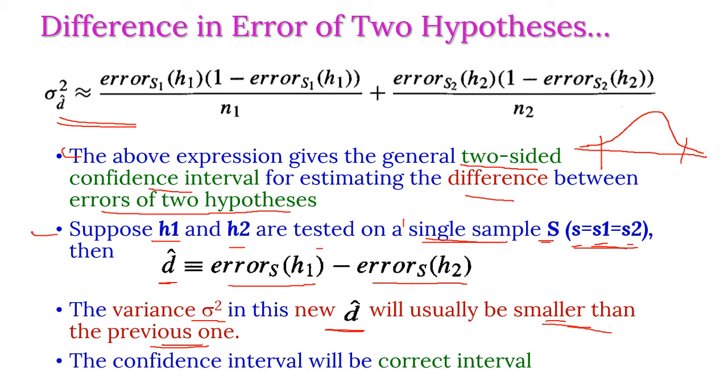Why? Because we have taken the same sample to calculate this D cap. That is the difference, isn't it? So obviously the difference will be very much smaller when compared to the previous one, and the confidence interval will be a tighter interval. This is very important, right?